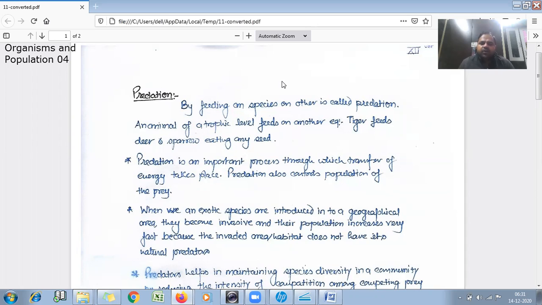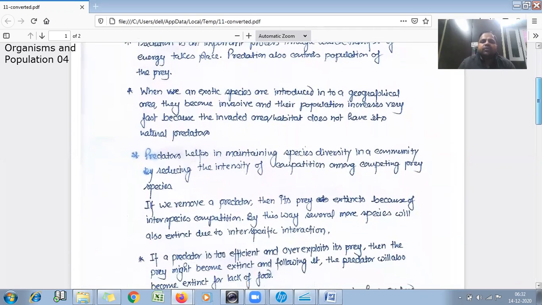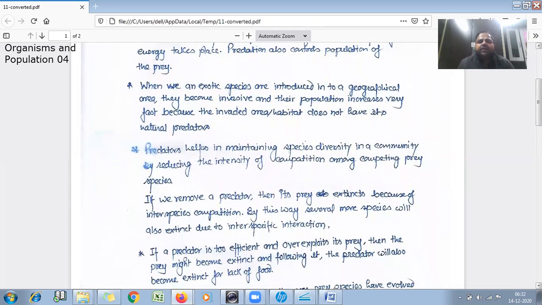When exotic species are introduced in a geographical area, they become invasive and their population increases very fast, because the invaded area or habitat doesn't have its natural predator. So when we introduce a new species in a geographical area that is new to that species, there will not be any natural predator of that species. So the rate of population growth of that species will be very high in that area.